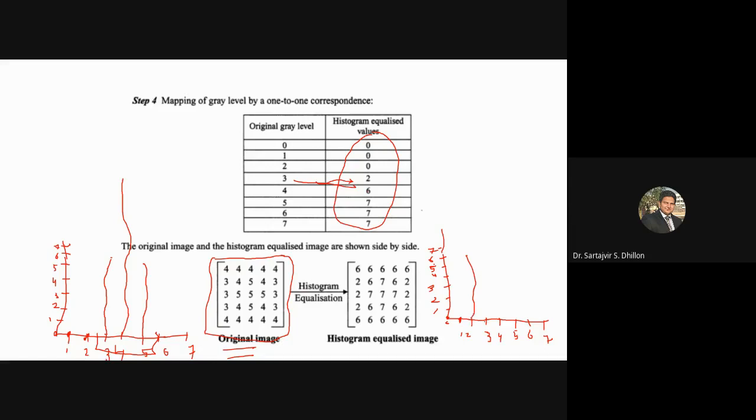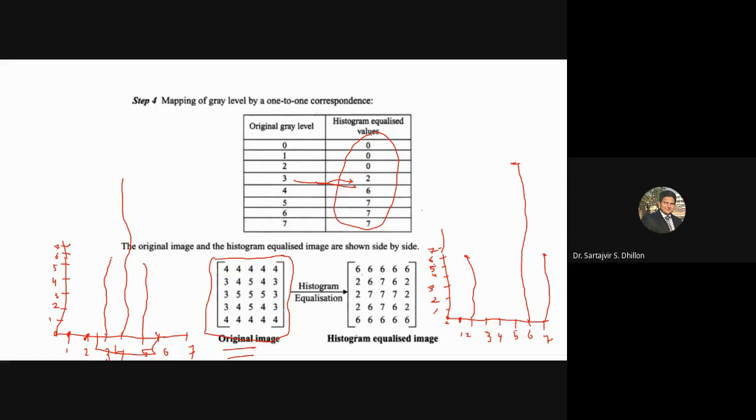How many threes? There is no three. Four, no four. Five, no five again. How many sixes? There is around 14. Let me check. One, two, three. Okay, that is around 14, there are 6. And how many sevens are there? There is a 5. So please note that in this, the pixel values have been distributed throughout the gray level.